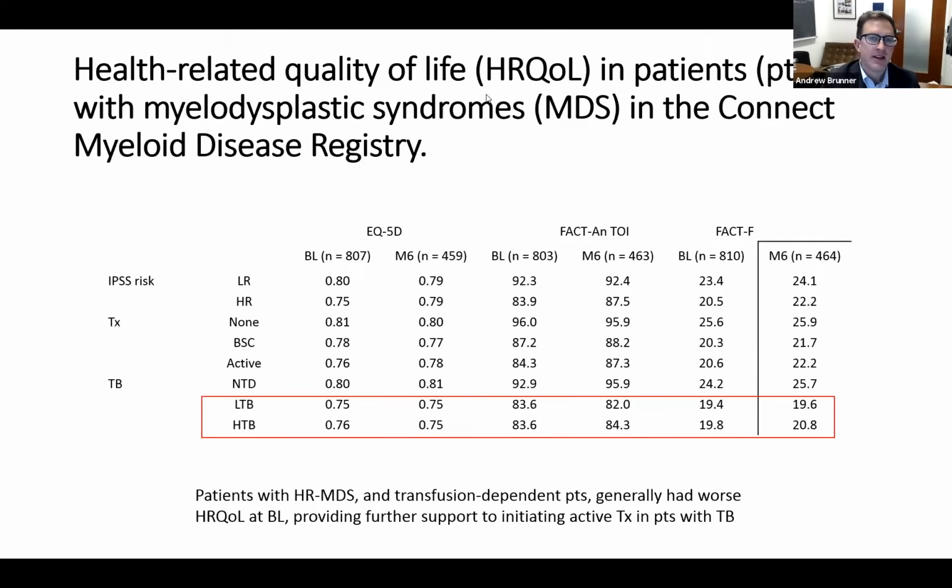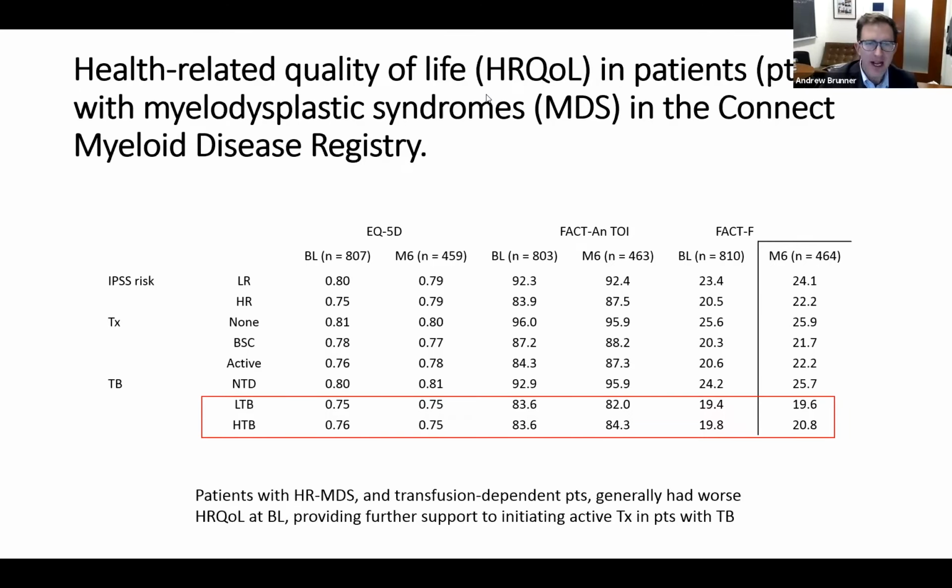This is a large collaborative data set, the Connect MDS registry. And it had several built-in quality of life metrics. And this is a first look, a preliminary look to try to understand how quality of life changes from initial diagnosis to a point about 6 months later. And it looked at patients according to a number of baseline risk factors. So low risk versus high risk MDS, are you on best supportive care or on active chemotherapy, and also by transfusion burden. Do you have no transfusion needs, low transfusion burden, or high transfusion burden?